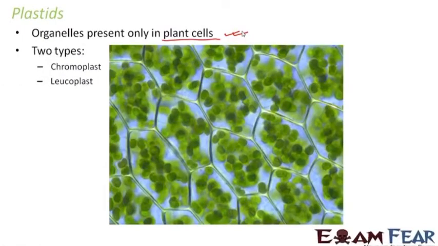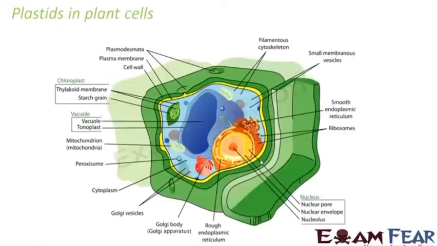There are two types of plastids. One is chromoplast and the other one is leucoplast. Okay, so this is the microscopic view of a plastid. I mean, under the microscope it looks somewhat like this. Okay, we will talk about all those things. So broadly there are two types, chromoplast and leucoplast. So let us talk about one by one in detail.